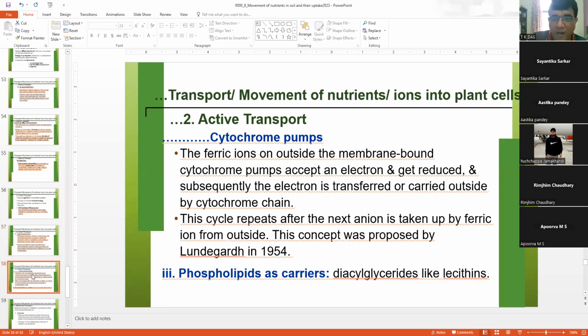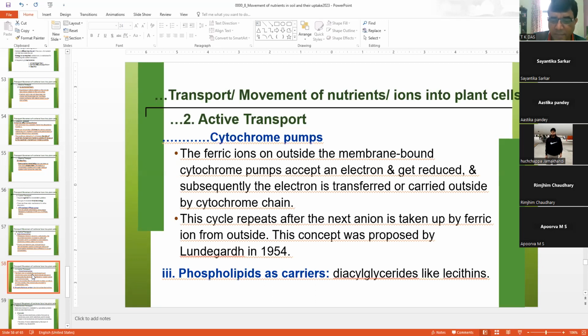The ferric ions outside the membrane-bound cytochrome pumps accept an electron and get reduced. Subsequently, the electron is carried outside by the cytochrome chain. This cycle repeats after the next anion is taken up by the ferric ion from outside. This concept was proposed by Lundegaard in 1954.